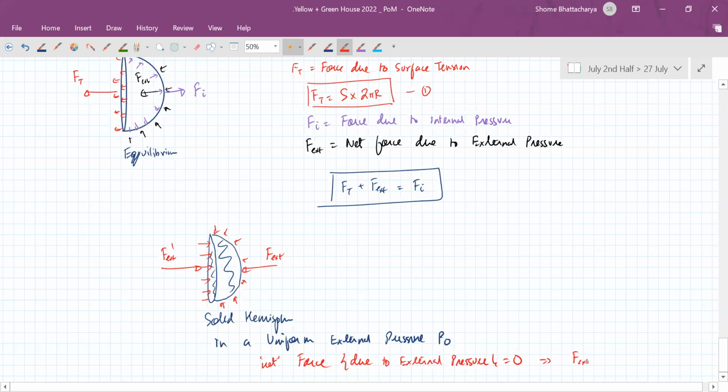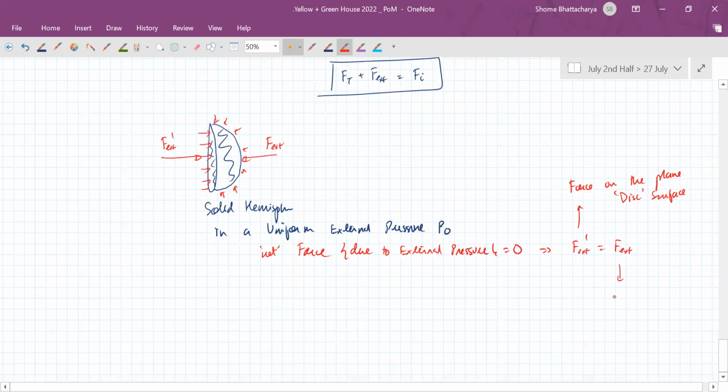So F external prime has to balance F external. This is the force on the plane disk type surface, and this is the net force on the hemispherical side. So they have to balance each other.